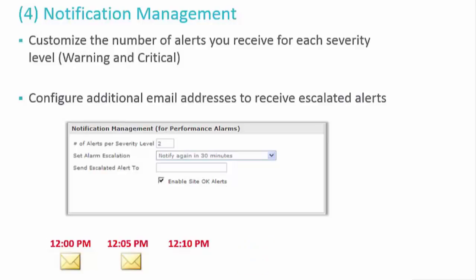Let's say it doesn't clear. Time passes, you still have an alarm state at hand. And when we get to 12:30, Keynote sends another message. This is an escalation message. That's because we have set escalation to 30 minutes. You can set that up to 2 hours, and then you can add other email recipients in this field here so they get brought onto the thread at that point.